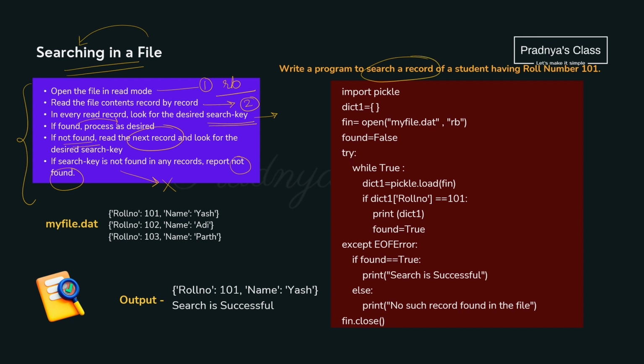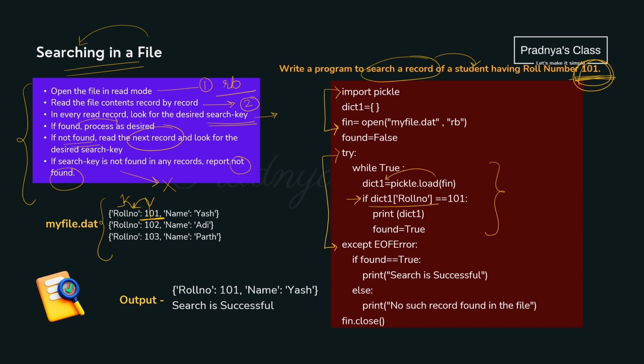Look at this example. We need to search a record of a student having roll number 101. Here is the same process to open the binary file in the read mode. We are well familiar with this try except block also. In the try block, we will be loading the content of the file infinitely. Using load function, we are loading the dictionary. Now we need to check for the roll number 101. Look at the file content. So here is the key value pair of the dictionary. We need to find out the value of this particular key. For that, this is the if condition.